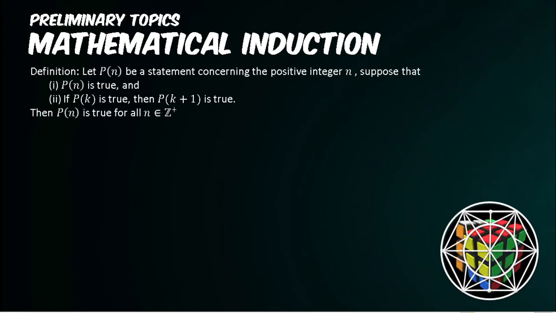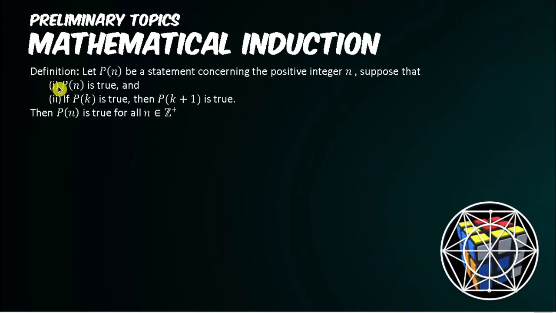There are actually two steps. We call the first step the base case, and the second one the induction step. Let P of n be a statement concerning the positive integers n. Suppose that P of 1 is true, and we assume that P of k is true, and we are able to show that P of k plus 1 is true. Then P of n is true for all n element of the set of positive integers.